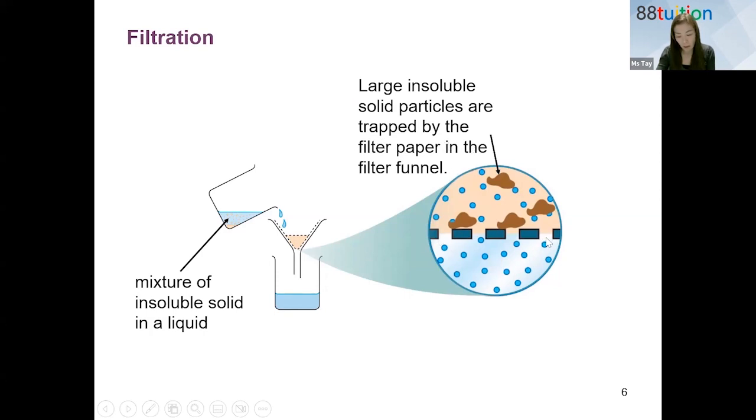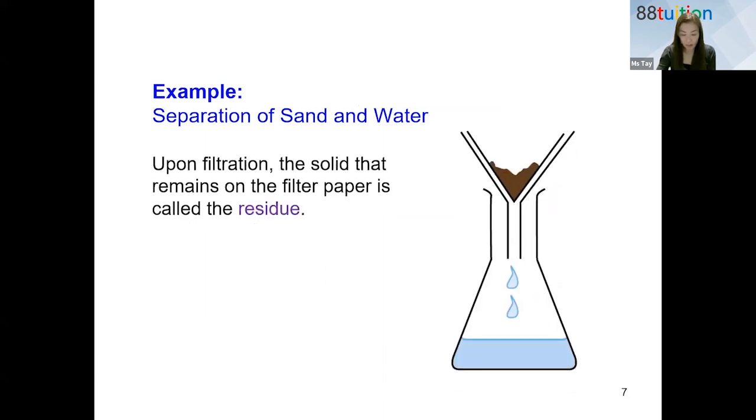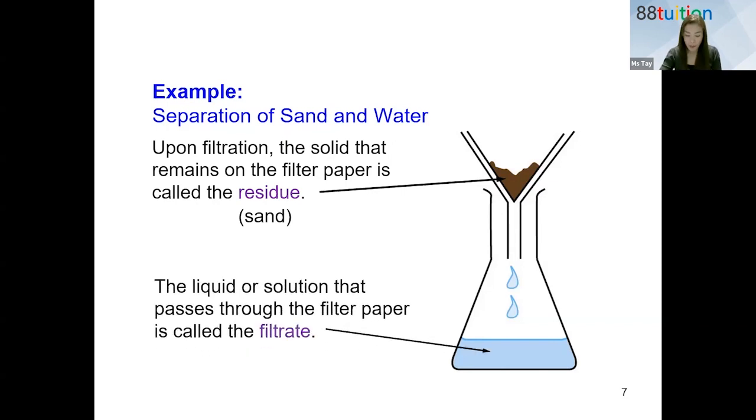This is how the filter paper will look if I were to zoom in a lot. You see that there are holes within the filter paper. Small particles like the liquid can pass through, but the large insoluble solid doesn't pass through, so they are trapped in the filter paper. In this separation of sand and water, upon filtration, the solid remaining on the filter paper is called the residue. In this case, it's sand. What passes through will then be water. We call it the filtrate.